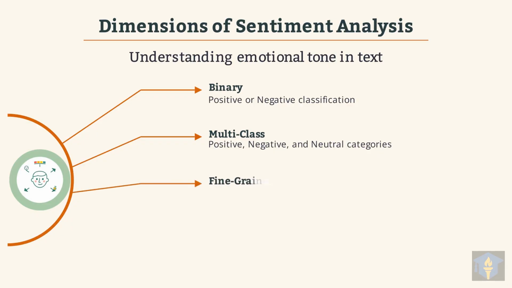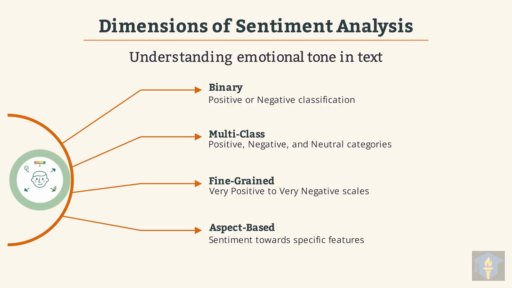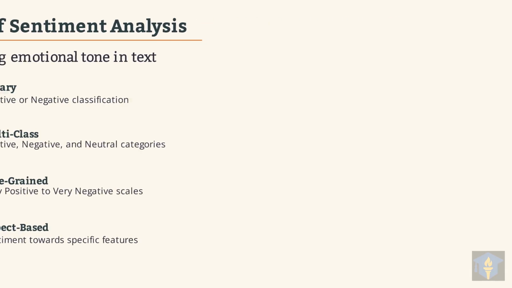Next, fine-grained sentiment analysis provides a much more detailed emotional spectrum. It uses a scale, allowing us to capture nuances from very positive all the way to very negative. Finally, aspect-based sentiment analysis is highly specific and contextual. This method focuses on identifying sentiment expressed specifically towards particular features or aspects of a product or service.